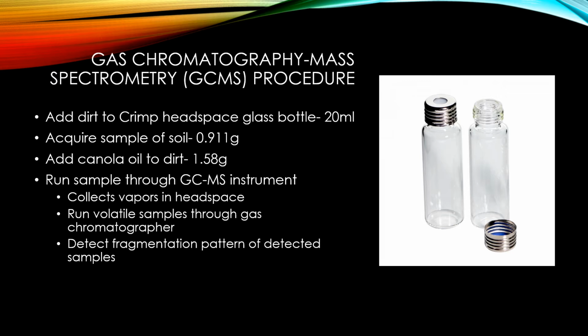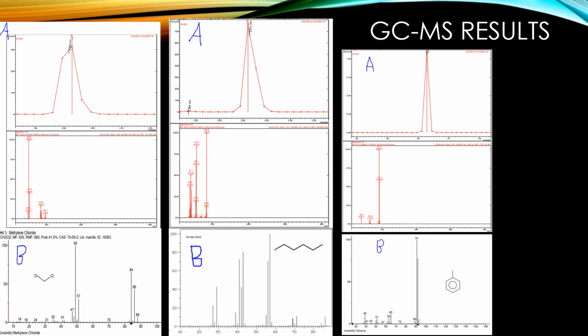Next, we ran the sample through the GCMS instrument after it collects the vapor in the headspace, because it doesn't actually touch the liquid itself, or else again it would contaminate the machine. It runs the volatile samples through the gas chromatograph, which then detects the fragmentation pattern of detected samples.